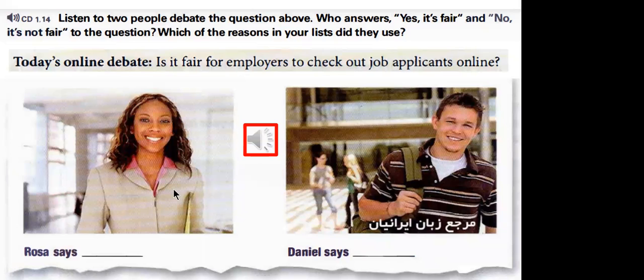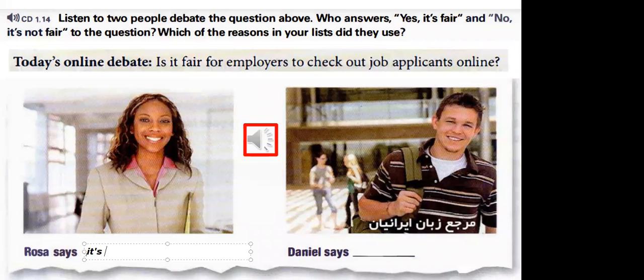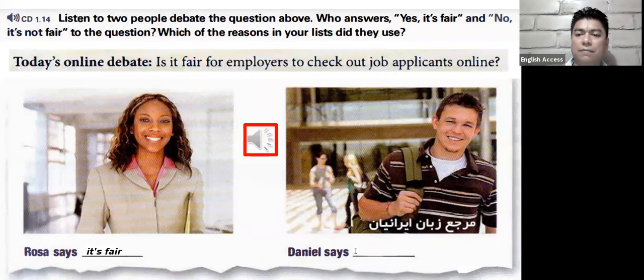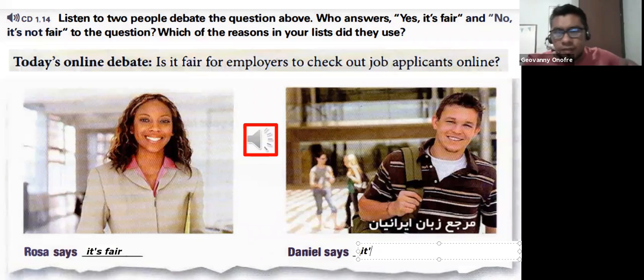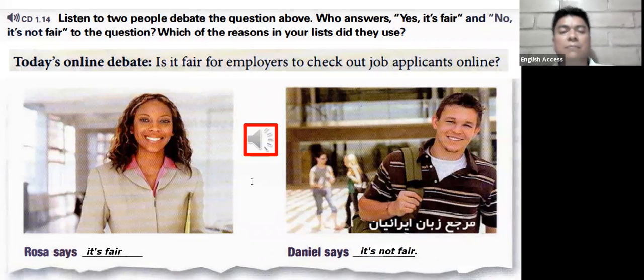What do you think, guys? Rosa says that it's fair. Daniel says no. It's not fair. Not fair. Very good. Okay, so far so good.